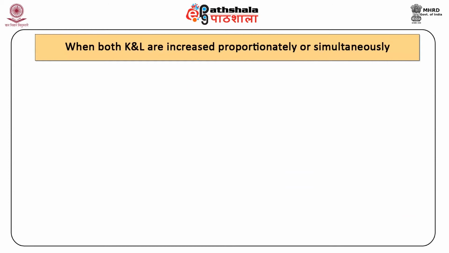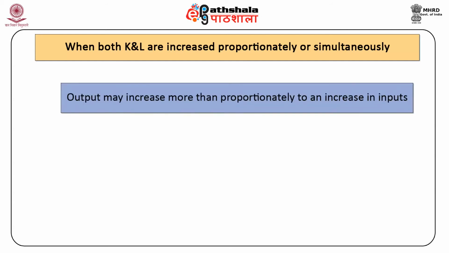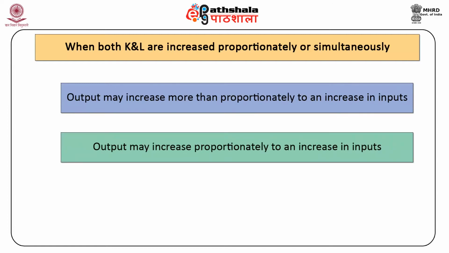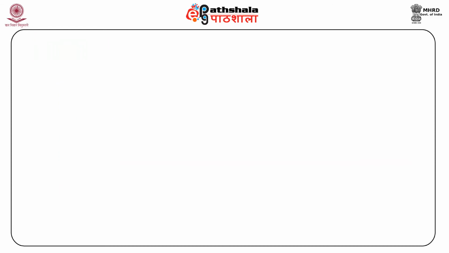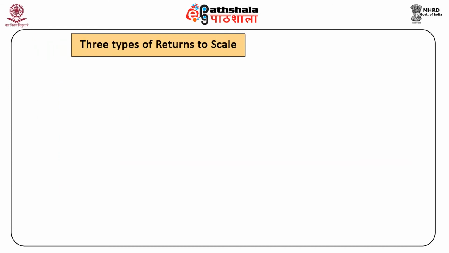When both labor and capital are increased proportionately or simultaneously, then there are possibly three ways in which output can be increased. 1. Output may increase more than proportionately to an increase in inputs. 2. Output may increase proportionately to an increase in inputs. 3. Output may increase less than proportionately to an increase in the inputs. Correspondingly, there are three types of returns to scale.